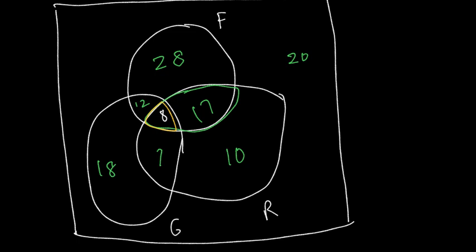The final diagram will look like this. Now you can easily look at it and answer any other questions you are asked. People who study French and nothing else, 28. And people who don't take a language, that's everything outside F, G, and R, which is 20.